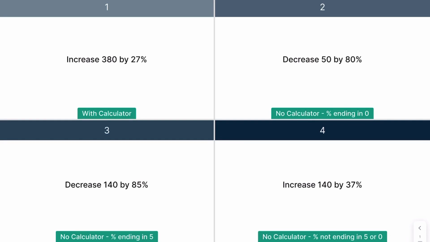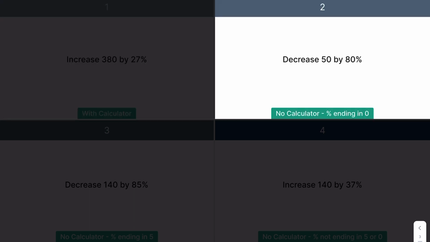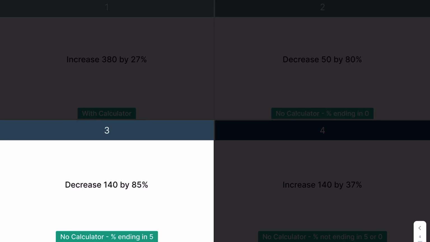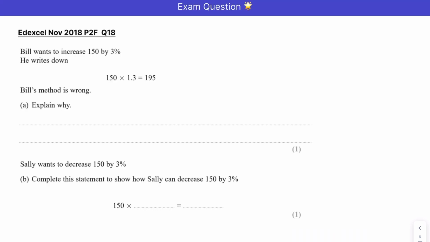Increase and decrease by a percentage is what we're looking at in this video. So it's split into 4 parts. We're going to start off by looking at examples like this with a calculator. Then we're going to move on to looking at examples without a calculator where the percentage ends in a 0. Then where a percentage ends in a 5 without a calculator. And then finally where the percentage is a little bit trickier without a calculator. And then as usual, wrap up with an exam question.